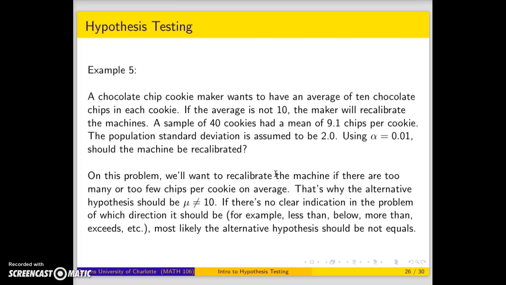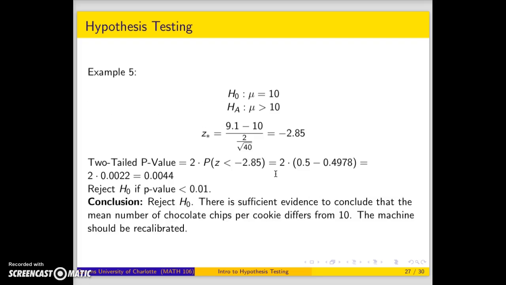Since we have the population standard deviation, we use the z-test and not the t-test. In this example, there's not a clear indication whether it's greater than or less than, so the alternative hypothesis will just be not equal to. So our null hypothesis is mu equals 10, because our hypothesis value is 10, versus our alternative hypothesis, which is mu is not equal to 10.